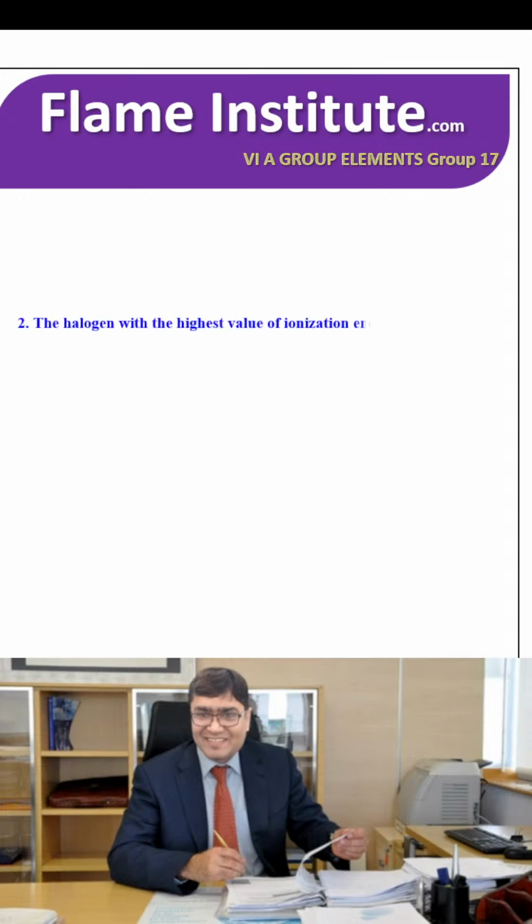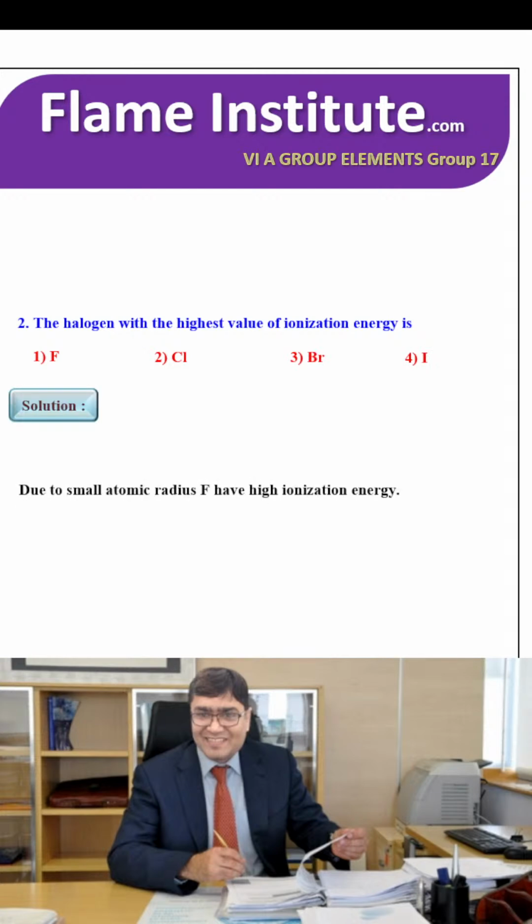The halogen with the highest value of ionization energy is fluorine, chlorine, bromine or iodine. Due to small atomic radius, fluorine has high ionization energy, so F is the right option.